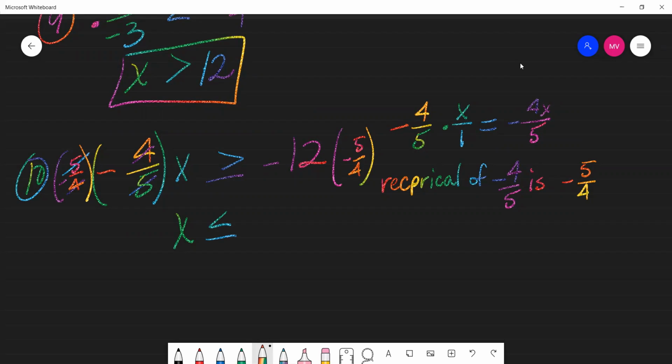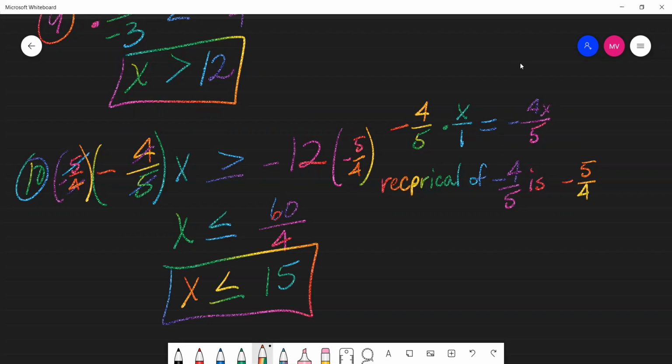All right. And then what's negative 12 times negative 5? So we have 60 over 4 is what negative 12 times negative 5/4 becomes. And then that simplifies to... which simplifies to? Yes, sir. So x must be less than or equal to 15. That was a tough one.